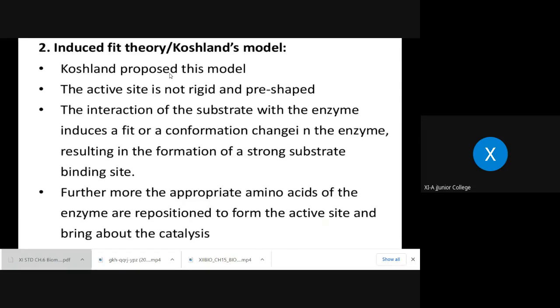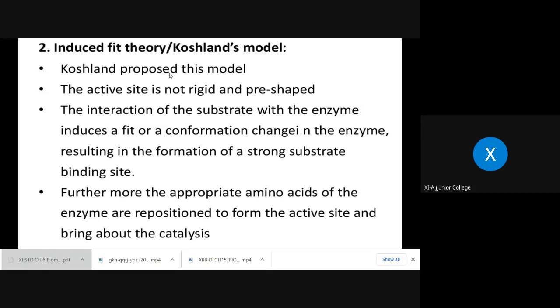Now the second is what? Induced fit theory, also called Koshland's model, or the induced fit mechanism. Koshland proposed this model. This is the name of the scientist, just like the previous name, Emil Fisher. The active site is not rigid and pre-shaped. According to the induced fit mechanism or theory, the active site of the enzyme is not rigid or pre-shaped.